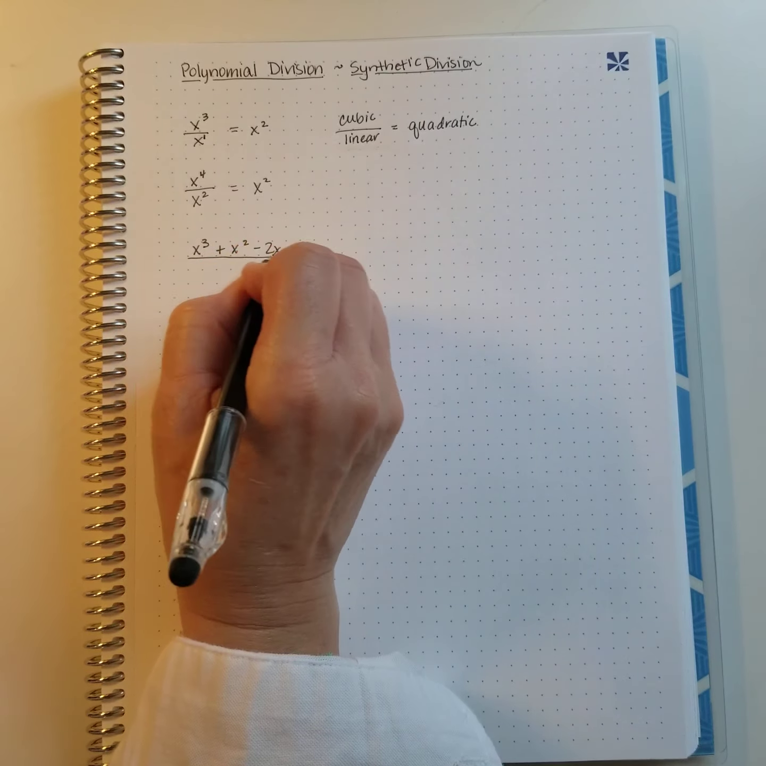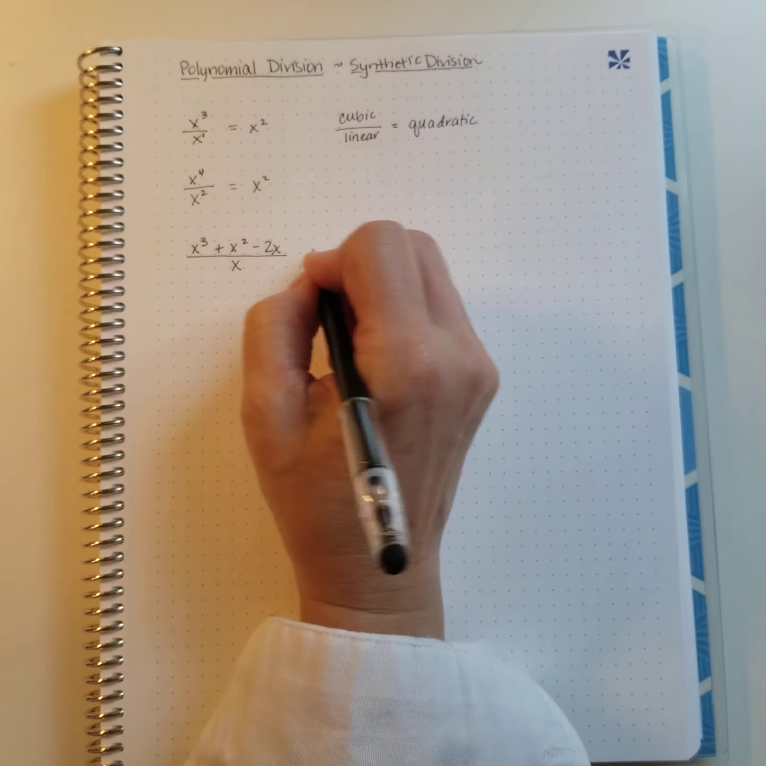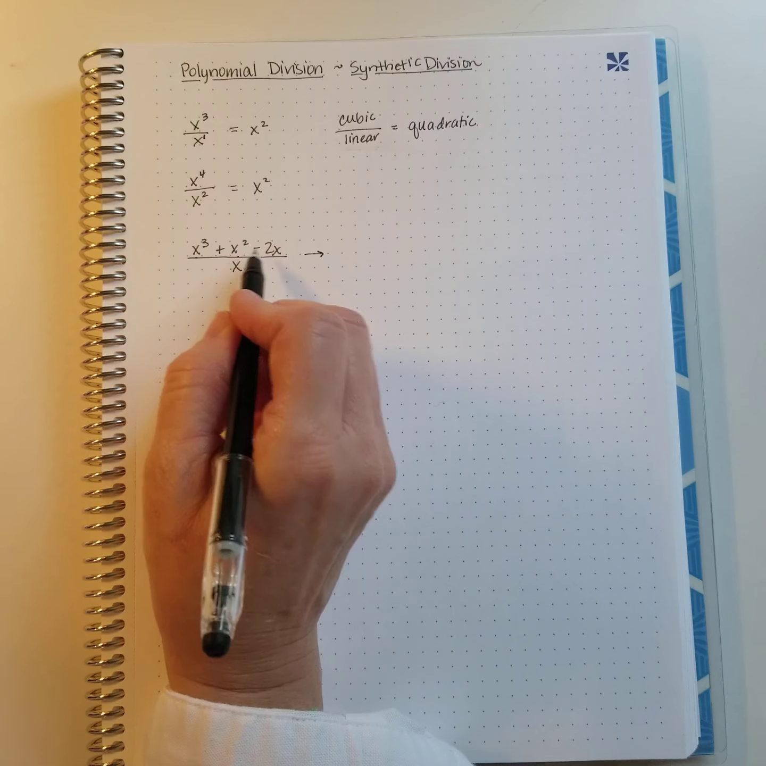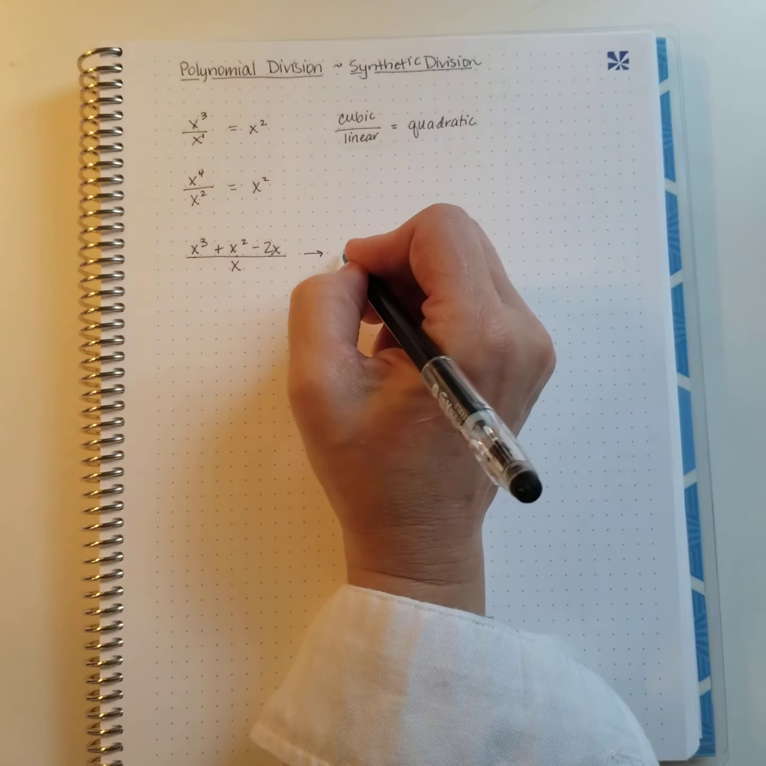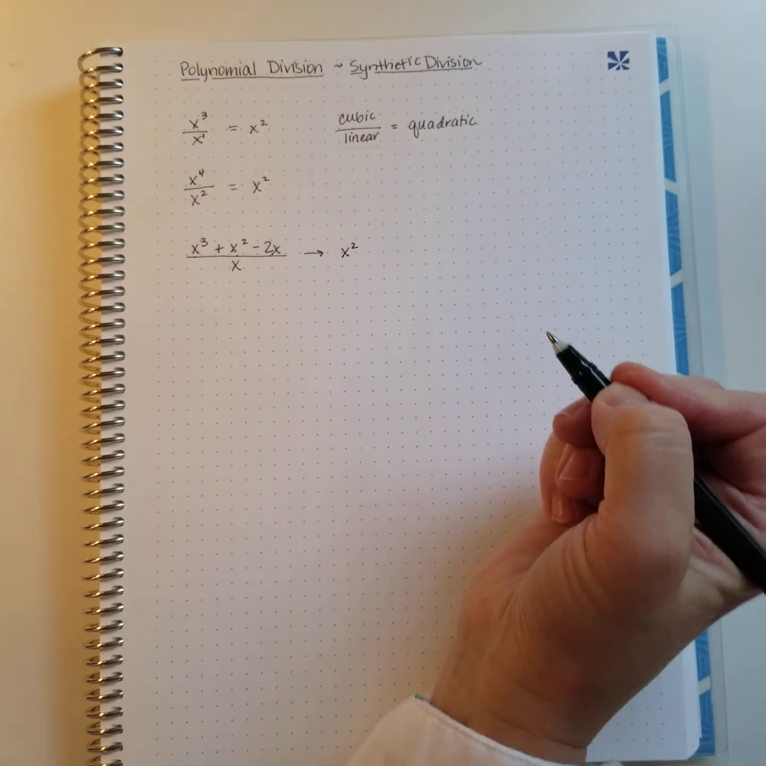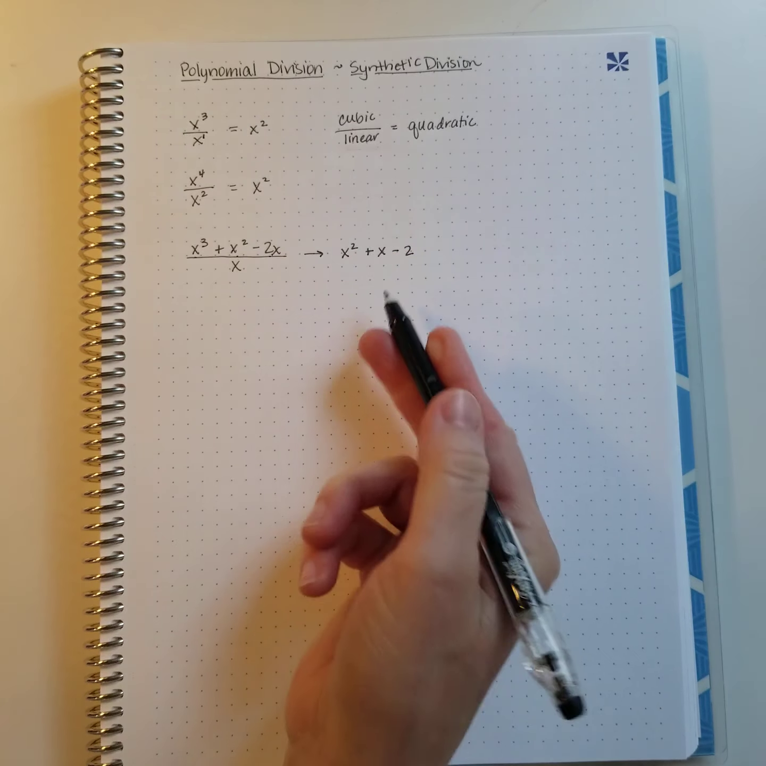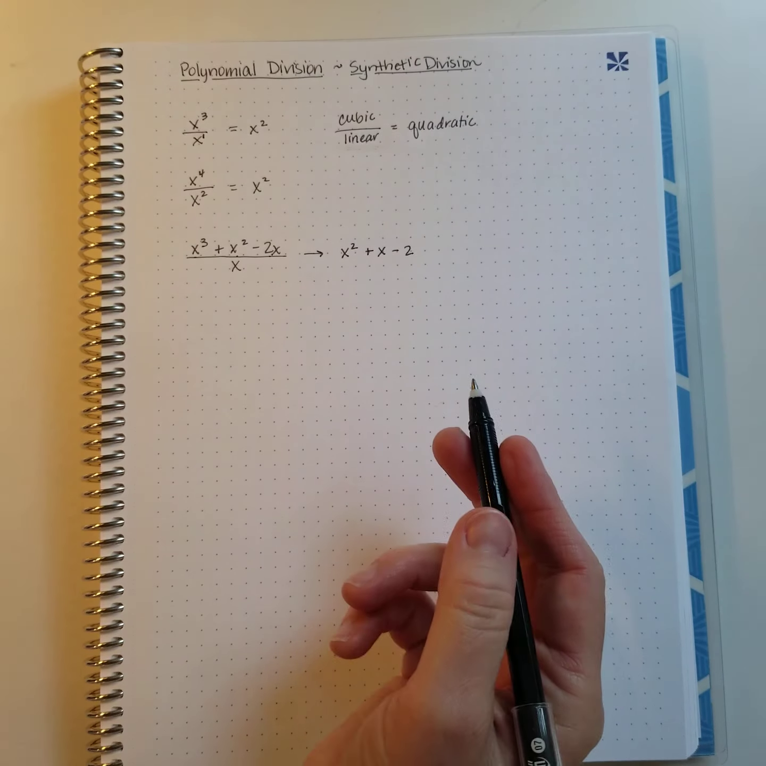For example, here's a cubic function, x cubed plus x squared minus 2x, and we're going to just divide it by x. So basically we have to divide every term by x, and so that's going to generate x squared plus x minus 2, our basic quadratic function or trinomial.